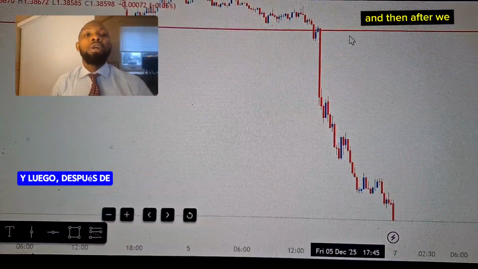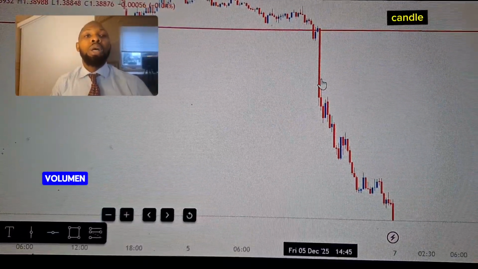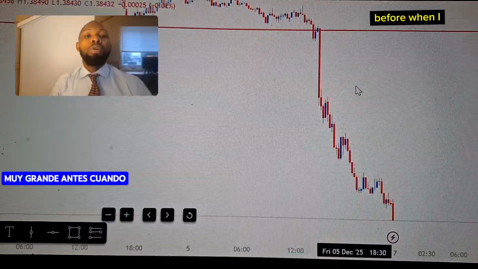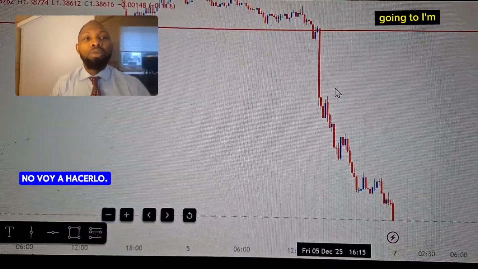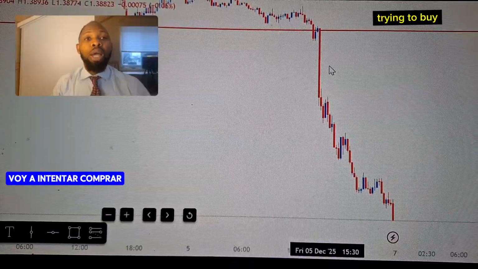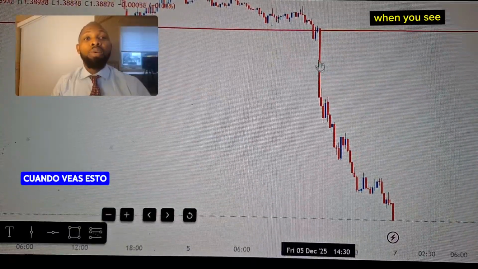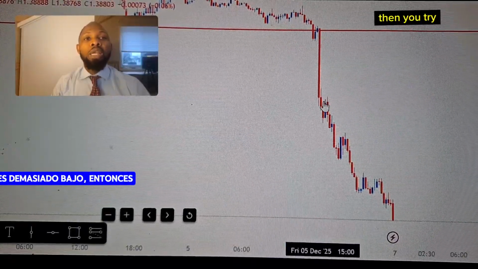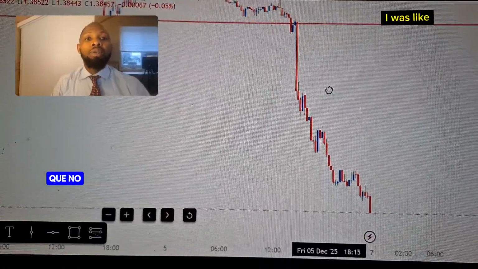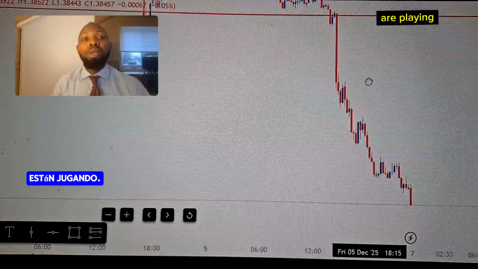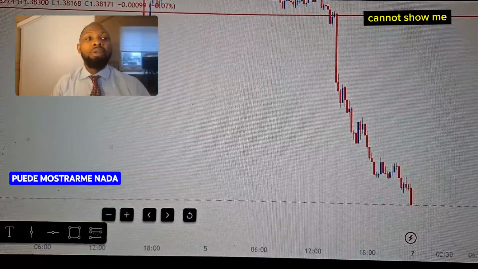And then after, we see this volume candle. This is a very big candle. Before, when I saw this, I would say they are already selling, I would try to buy, and then I would be losing more, because when you see this, you think it's too low, then you try to buy, then the market keeps taking you out. But this time I was like, no, I understood the game they are playing. This fat candle cannot show me anything.